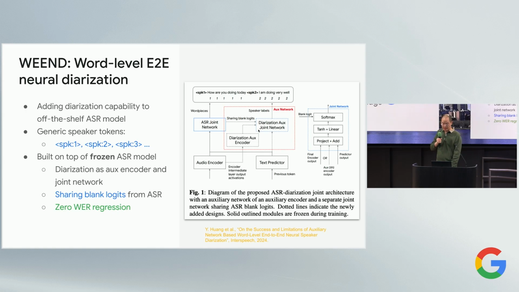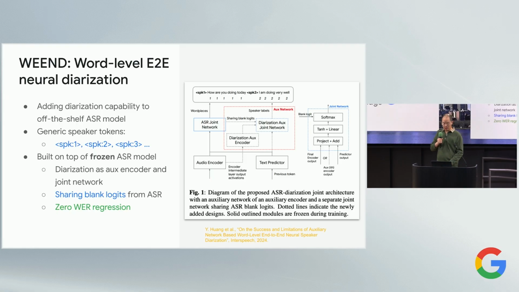And this diarization aux joint network will output a sequence of speaker tokens. The speaker tokens are very generic tokens. It's no longer like patient versus doctor. It's just speaker 1, speaker 2, speaker 3. So we are not limited by the number of speakers, and we are not limited by the permutation invariant problem.